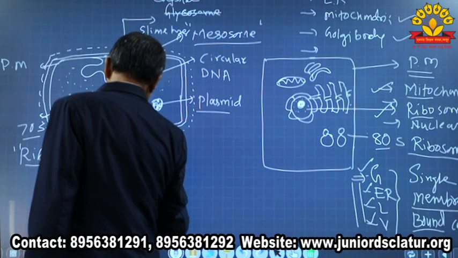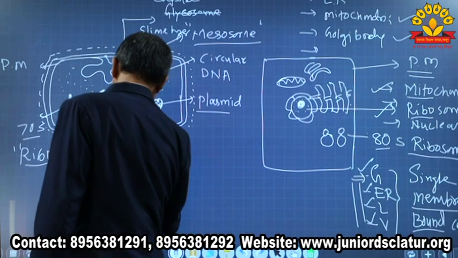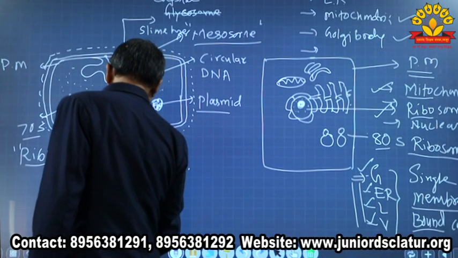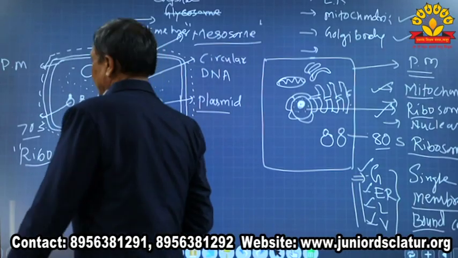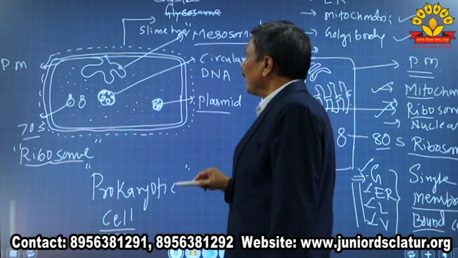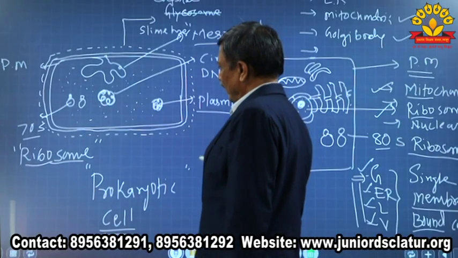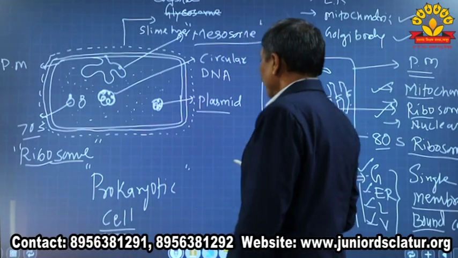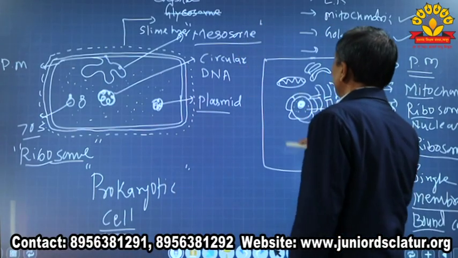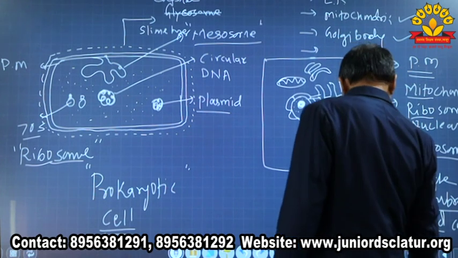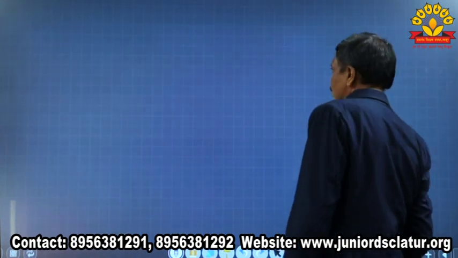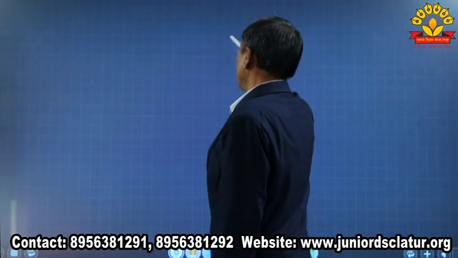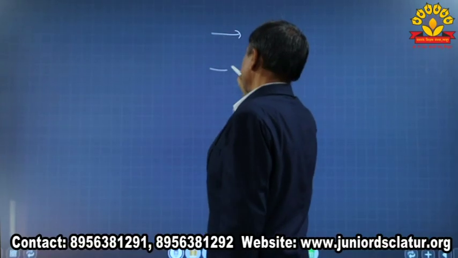In the prokaryotic cell, only one cell organelle is found, that is the ribosome, and prokaryotic cells are found in bacteria, then pleuropneumonia-like organisms, PPLO, mycoplasma, etc. But the eukaryotic cell has cell organelles of which some are single membrane bound and some are double membrane bound. Let us list these organelles.